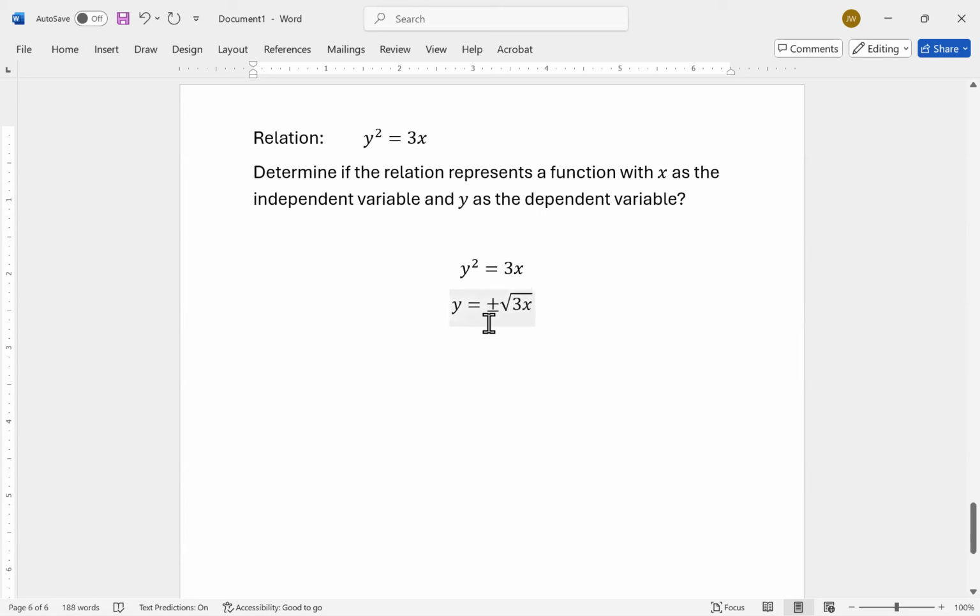So y is equal to the positive version of the square root of 3x is one expression. y is equal to the negative version of the square root of 3x is another expression. So algebraically, this shows y is not a function of x because y is not a single expression in terms of x. So this shows that this equation is a relation, but is not a function. So not a function.